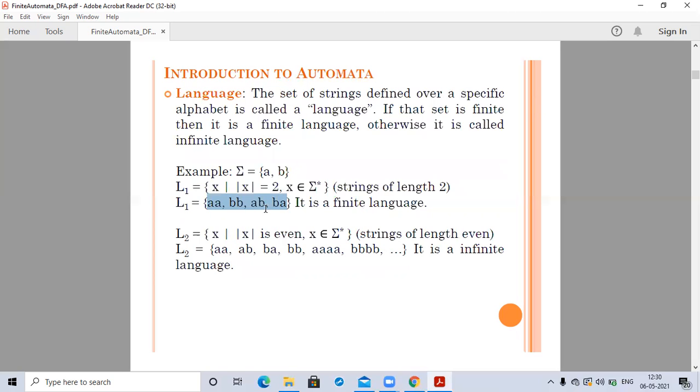In the finite language, we have a finite set of strings, and in the infinite language, we have an infinite number of strings.